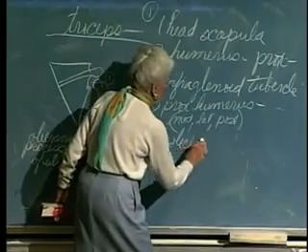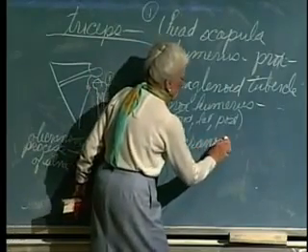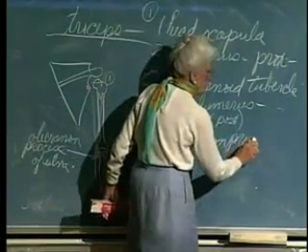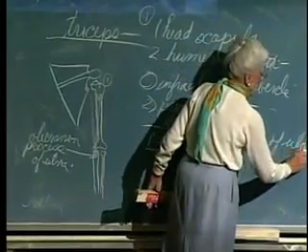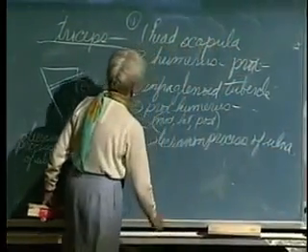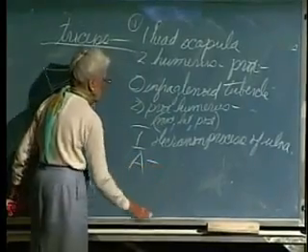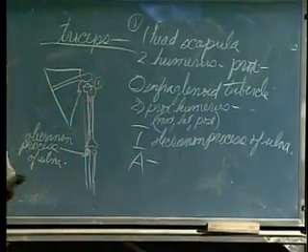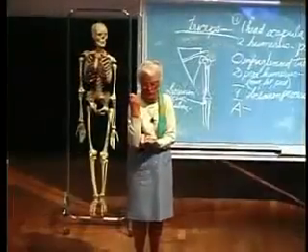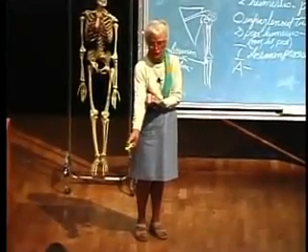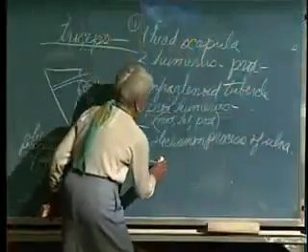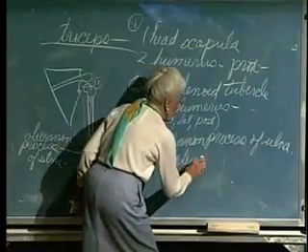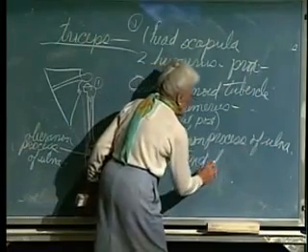Olecranon process of ulna. And the action then, coming in here, what's it going to do? It contracts. It's going to extend the forearm, opposite from your biceps. Extend forearm.